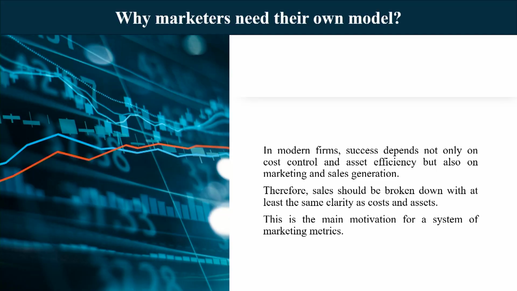So in modern firms, success depends not only on the cost control and asset efficiency, but also on the marketing and sales generation. Therefore, sales should be broken down with at least the same clarity as the cost and assets. This is the main motivation for a system of marketing metrics, right. As multiple entities are involved in generating the sales, salespersons are involved, customers are involved, intermediaries are involved, the price is a direct determinant of sales.